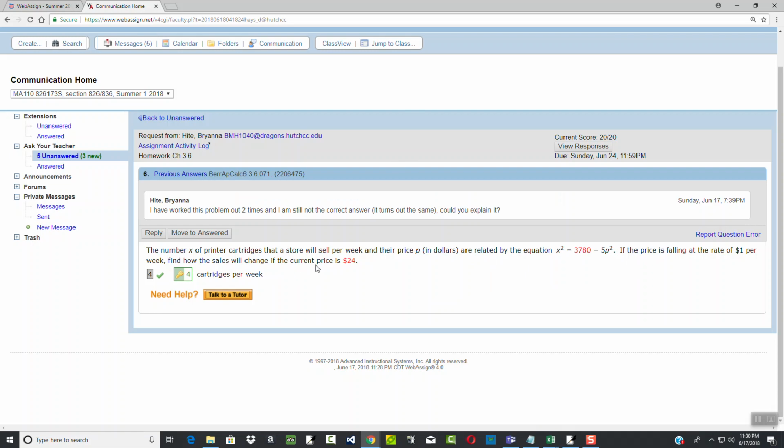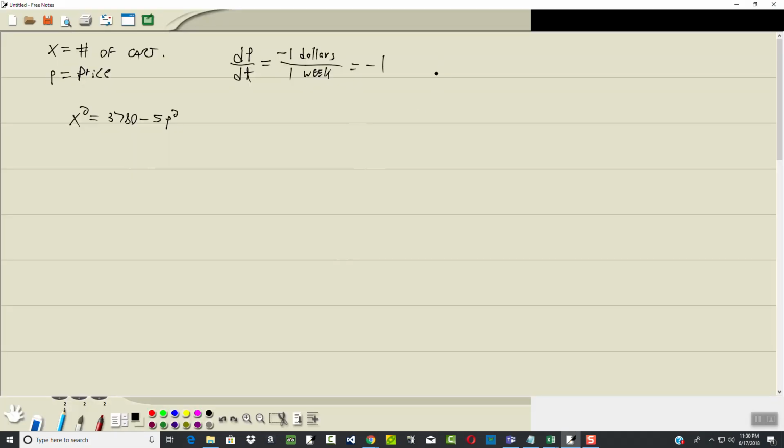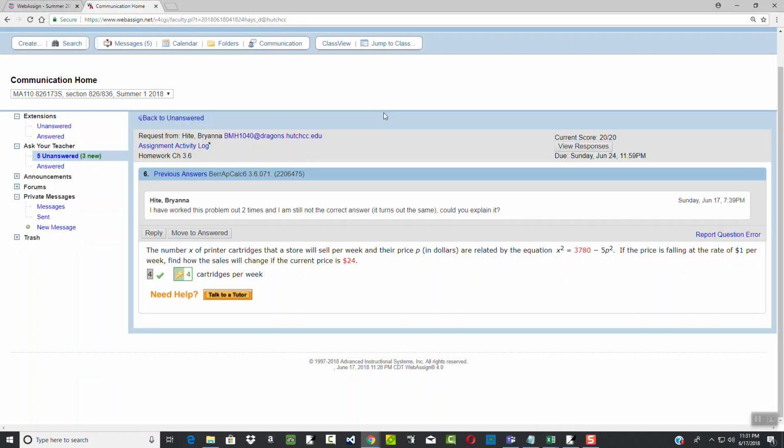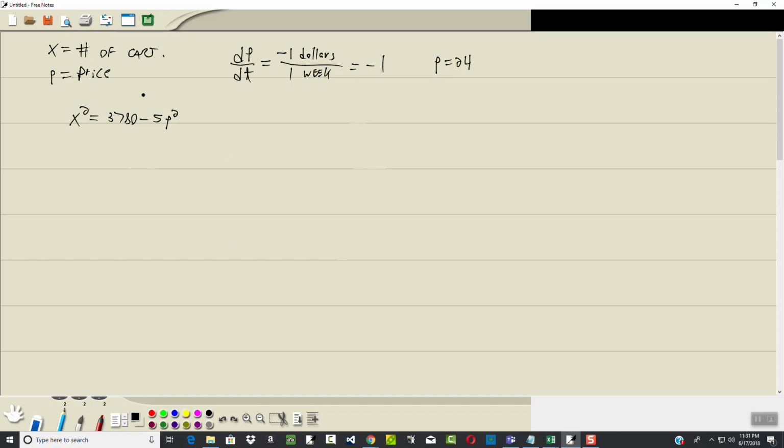Find out how the sales would change if the current price is 24. So they're telling us P is 24. And it says find out how the sales would change, but we're not dealing with S for sales dollars. We're dealing with X. So they're really asking what the derivative of X with respect to T is going to be. That was a little bit tricky when I first read the problem. I was thinking, well, how in the world do you get sales? Do you have to figure out the price and so forth? And I realized that they're really asking this right here.